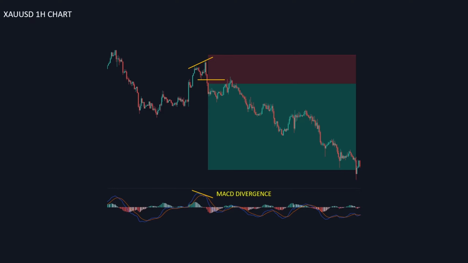Let's summarize how many confirmations we have. The first confirmation is that the price is in a downtrend on a bigger time frame. The second confirmation is the engulfing candle. The third confirmation is that the price has broken through the previous higher low. The fourth confirmation is MACD divergence. We can find that this is a good trade.